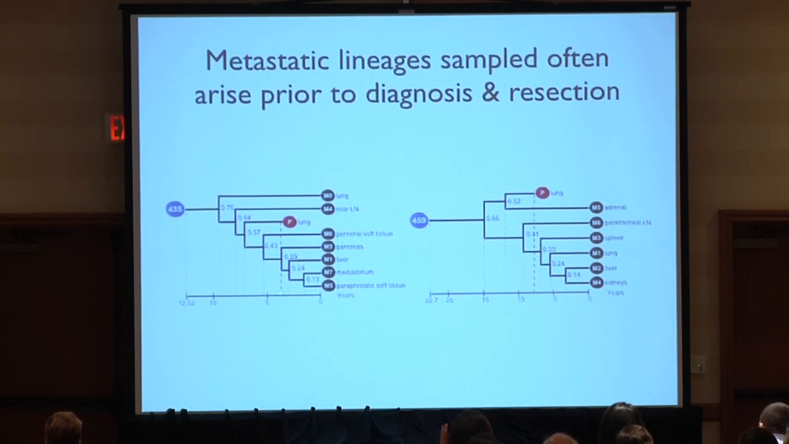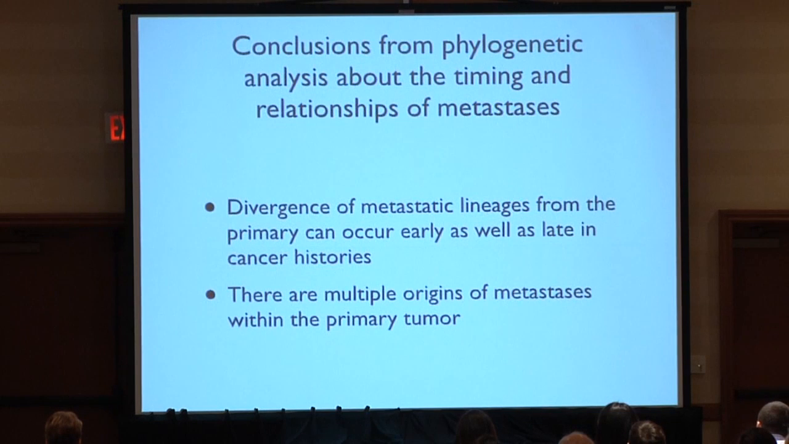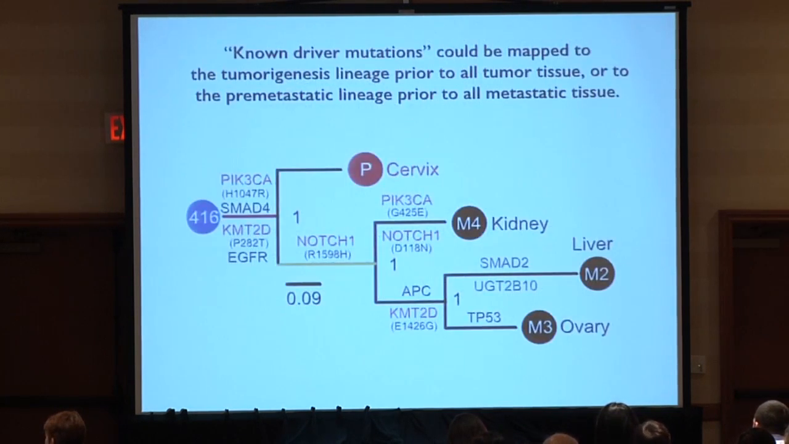So this is a patient who, 4 years ago, had a primary resected. They came down with metastatic cancer, and you can see that they had lineages that had genetically diverged long before that resection. Same thing here. Here it's 7 years; this patient came back, and the metastatic lineages are there. All right, so conclusions from the phylogenetic analysis about the timing in relation to metastases. Divergence of lineages from the primary can occur early as well as late in cancer histories, and there are multiple origins of metastases within the primary tumor.